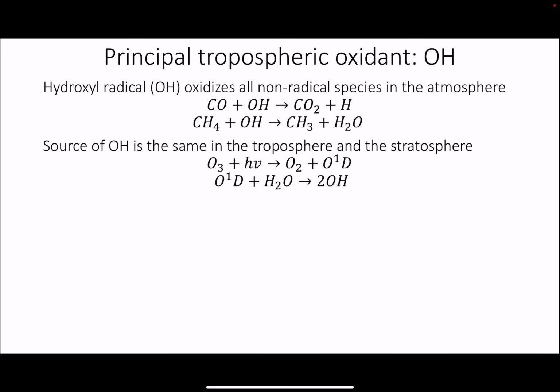So where does the OH come from? It's the same in the troposphere and the stratosphere. What ends up happening is ozone reacts with light. This h nu is a shorthand way to refer to light. And it leads to oxygen plus this O1D, an excited oxygen atom. This O1D reacts with water to form 2 OH. Okay, so this is happening constantly, and as soon as the OH is formed, it goes on and reacts with something.